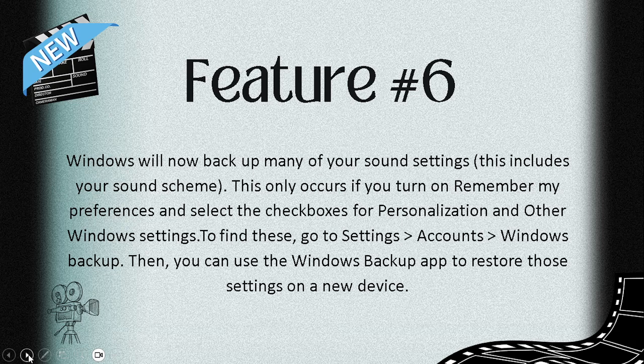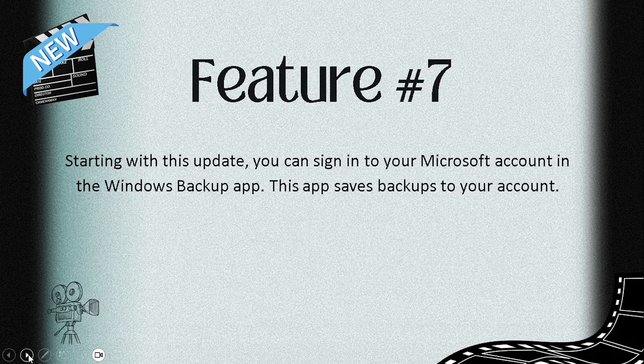Feature number 6 is Windows will now back up many of your sound settings. This includes your sound scheme. This only occurs if you turn on Remember My Preferences and select the checkboxes for personalization and other Windows settings. To find these, go to Settings, Accounts, Windows Backup. Then you can use the Windows Backup app to restore those settings on a new device.